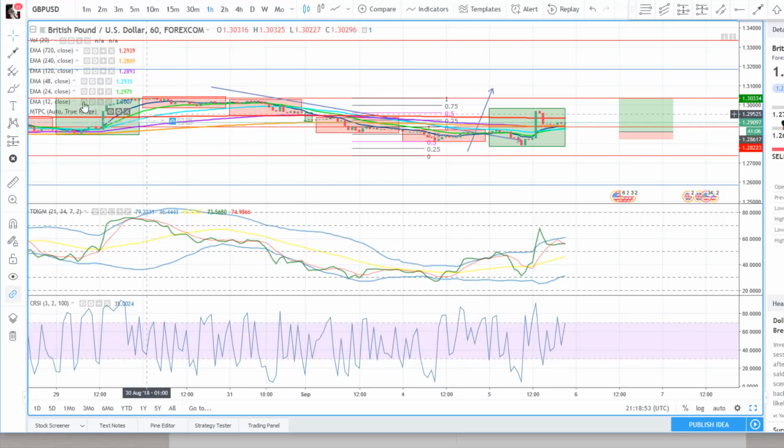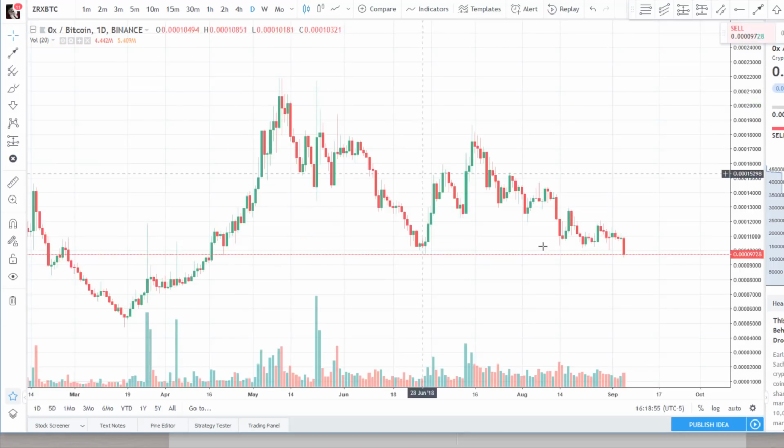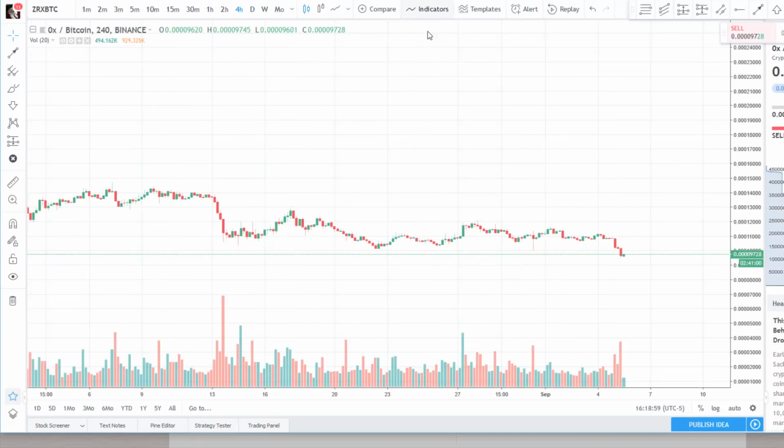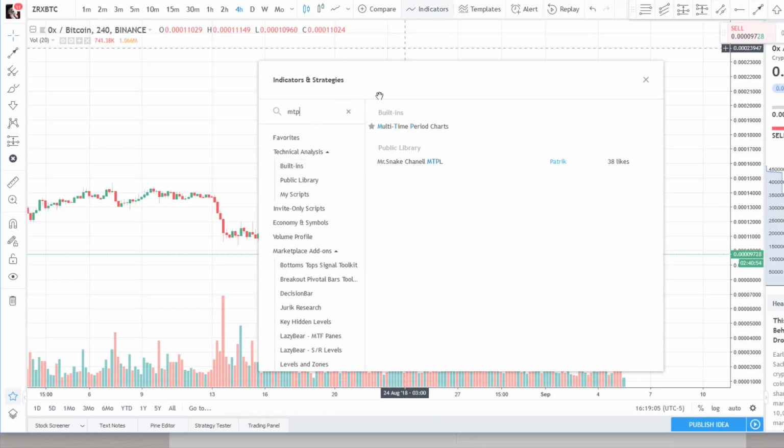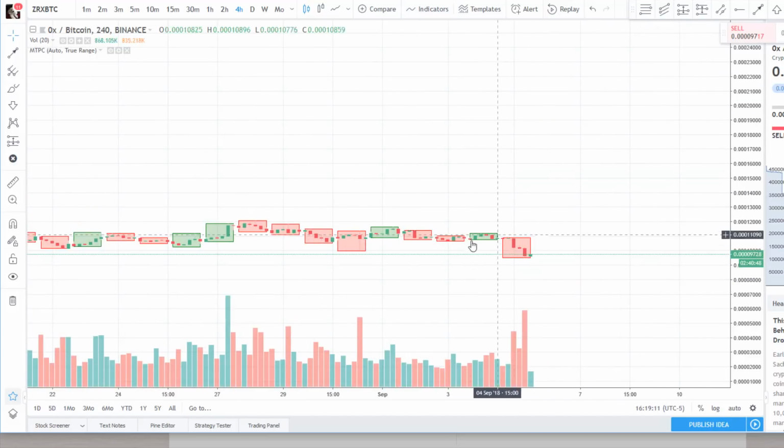Now, let me show you this MTPC. So if you go to ZRX, why I like this is if we go to the 4-hour time frame, indicator, structure and bias, MTPC, so multi-time period charts, and then click on this. What this will do is it'll show you the day time frame in these boxes.